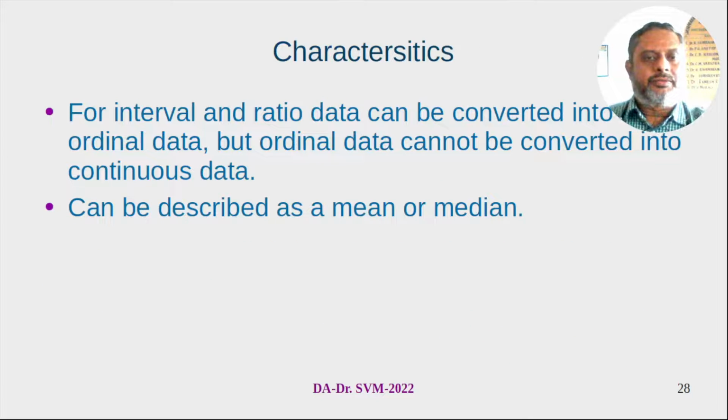So the characteristics for interval and ratio data can be converted into ordinal data. Yeah, that's a thing: interval and ratio data can be converted into ordinal data because they are ordered. But under no condition can ordinal data be converted into continuous data. No way. And interval data and ratio data can be described as mean or median, mode, all are possible, but it's not possible with the other one, which is qualitative data.